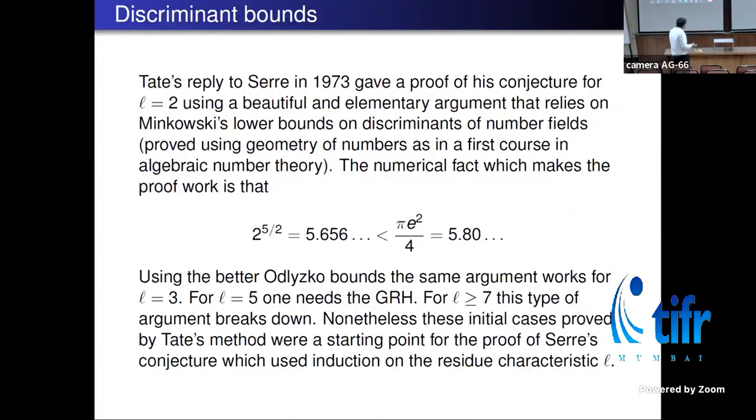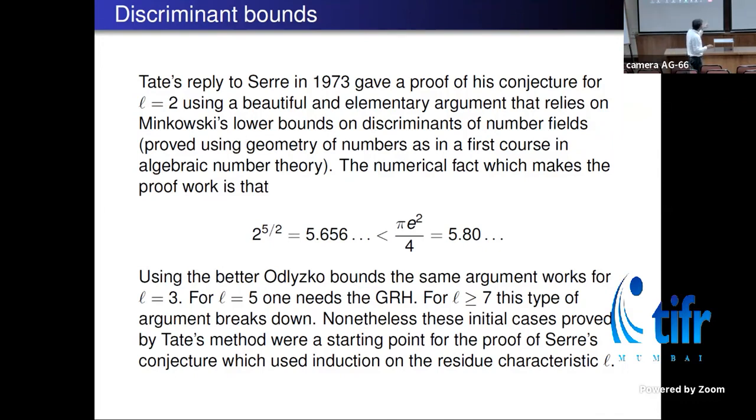Now remarkably, Tate replied by return post. When Serre wrote to Tate in 1973, within a month or so, he replied by proving his conjecture for l equal to 2. The argument he used was extremely elementary but beautiful, using only basic algebraic number theory. The argument was that you get upper and lower bounds on fields cut out by these representations. The upper bounds come from arguments to do with ramification, and lower bounds come from Minkowski's estimates on discriminants of number fields.